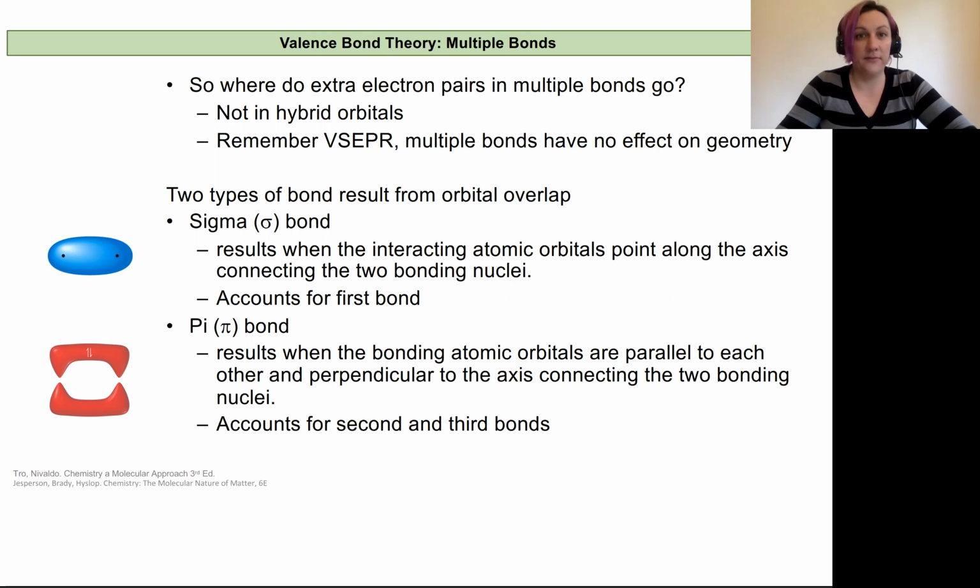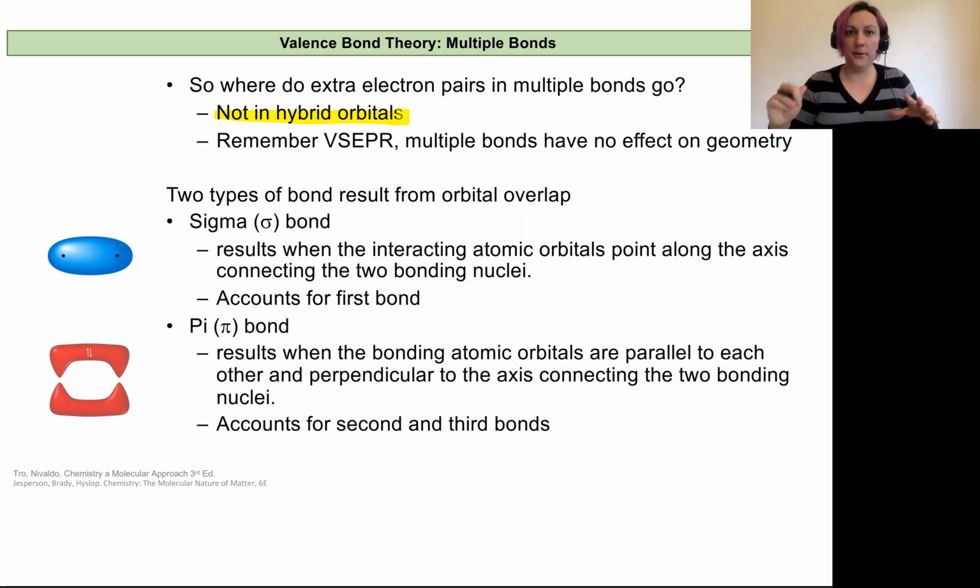Continuing to talk about valence bond theory, let's now focus on multiple bonds. So, where do the extra electron pairs for the multiple bonds actually go? They're not in hybridized orbitals at all. Those are just going to create our first bonds to other atoms.